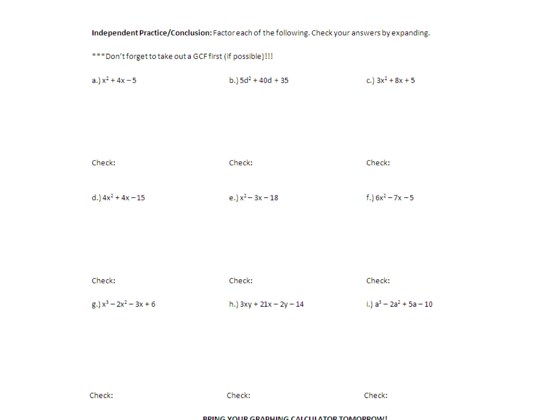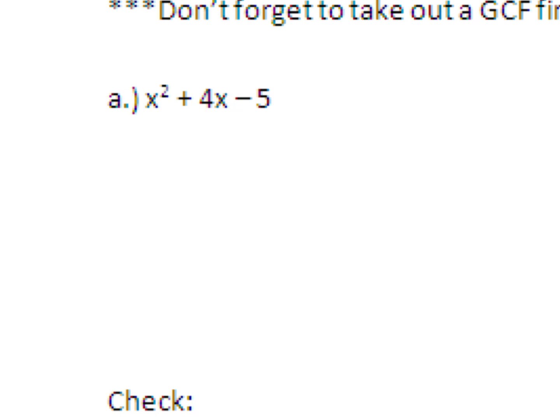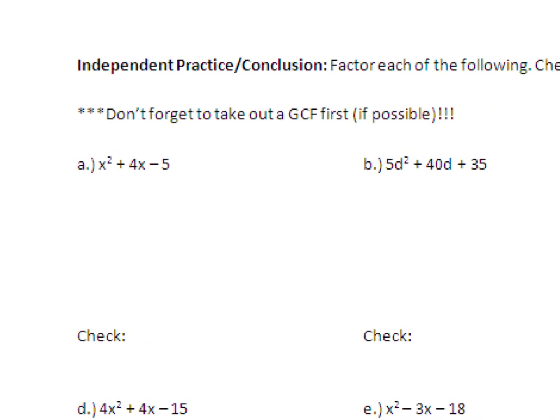How do we check it again? FOIL. Or use the answer key if you're in the homework. Does anybody remember the shortcut for part A? Do you have to AC group this? That's what I did. I forget how. I only use it for the shortcut. But for B, would you take out the GCF? Yes.